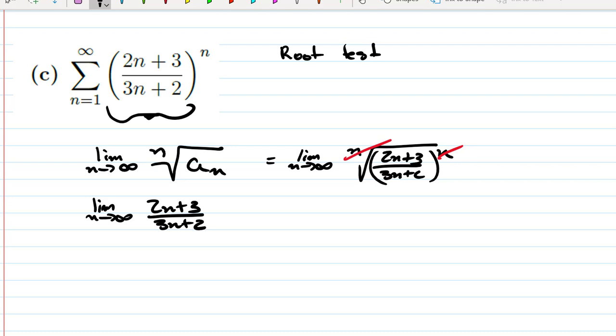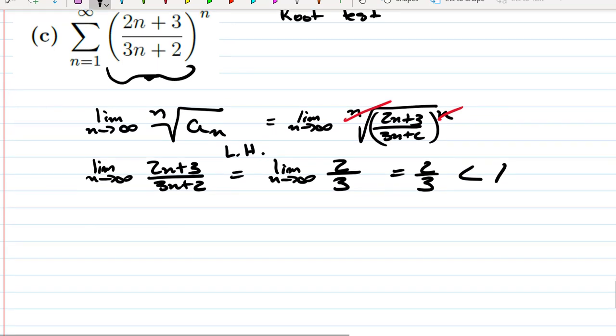So that's type infinity over infinity, or we can just factor out an n, either way you want to do it. So by L'Hopital's rule, that would be the same as the limit as n goes to infinity of 2 over 3, which equals 2/3. 2/3 is less than 1, so the series is absolutely convergent.